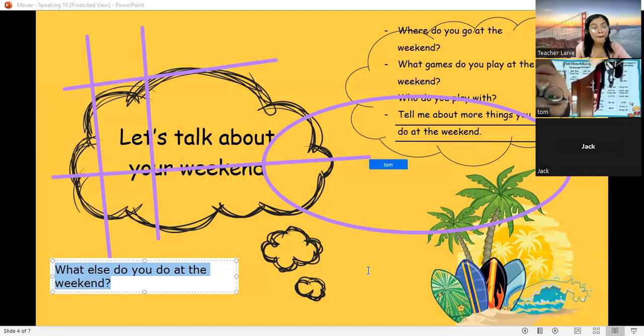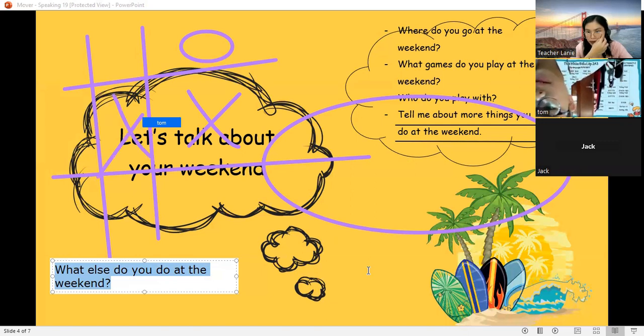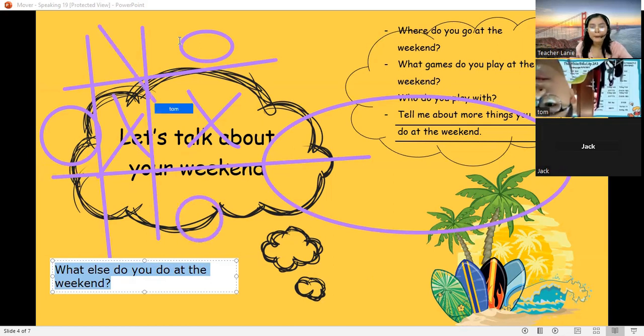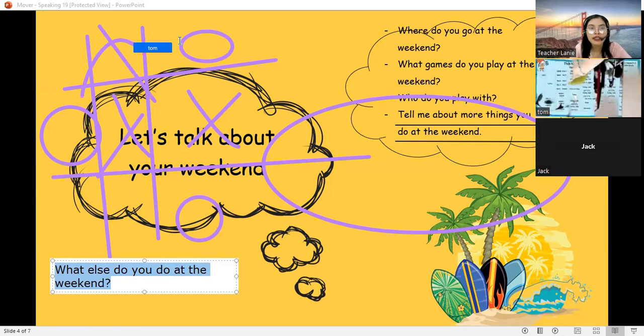I go to the park, play hide and seek, and play badminton. Okay, so of course you will go to the park, play badminton, or it can be play with.